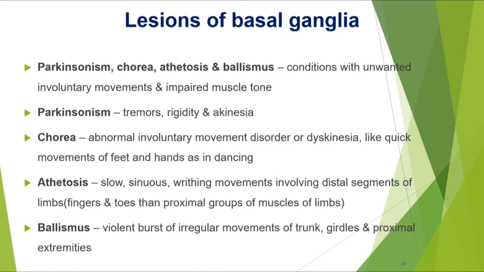Parkinsonism is characterized by rigidity, tremors, and akinesia. Kinesia refers to movement, so akinesia means slowed down movements. Chorea is characterized by abnormal involuntary movement disorder or dyskinesia, like quick movements of feet and hands as in dancing, but abnormal movements. Athetosis is slow, sinuous, writhing movements. Writhing movements means squirmish, worm-like movements involving distal segments of limbs, that is fingers and toes, rather than proximal groups of muscles of limbs. Balismus is a violent burst of irregular movements of trunk, girdles, and proximal extremities.